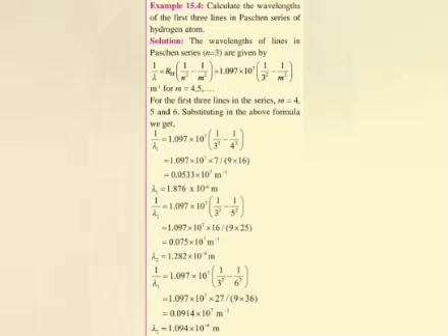So let's consider the values of m, that is 4, 5. The value 4 we consider here as the first line, and 5 we consider as the second line. So let's consider the first line, that is m is 4. When we substitute m is 4 in the place of m square, we get 1 by lambda 1 is equal to 1.097 into 10 raised to 7, inside bracket 1 divided by 3 square minus 1 by 4 square.